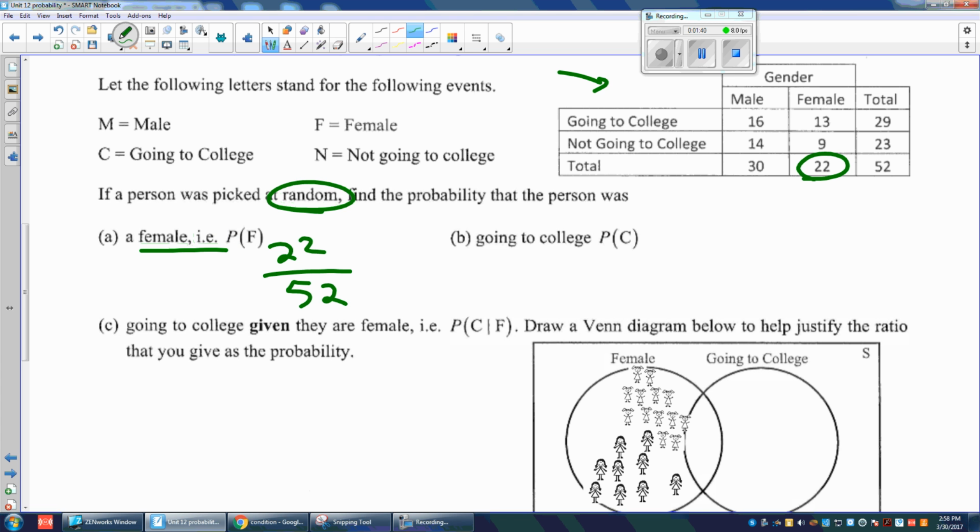If a person was picked at random, what's the probability the person was going to college? How many people are there total? 52. How many are college? College, 29. Okay, those were the straightforward ones. How many are female? 22. How many are going to college? 29.